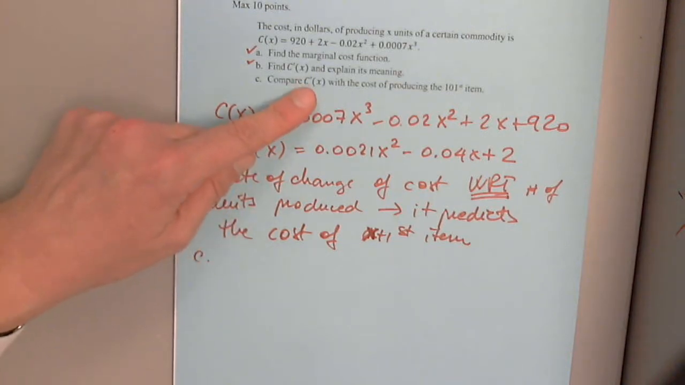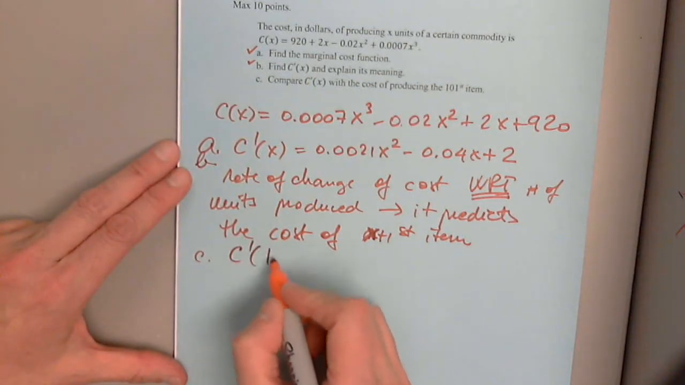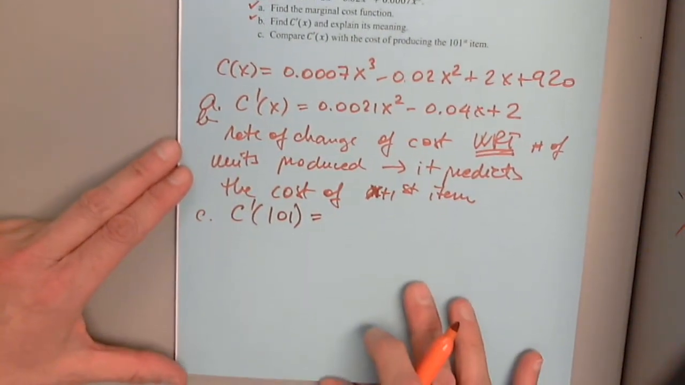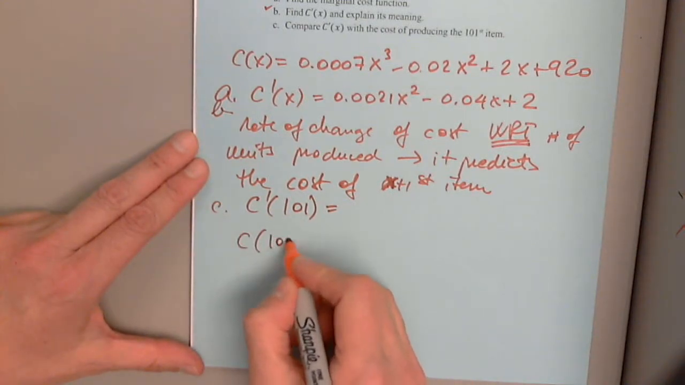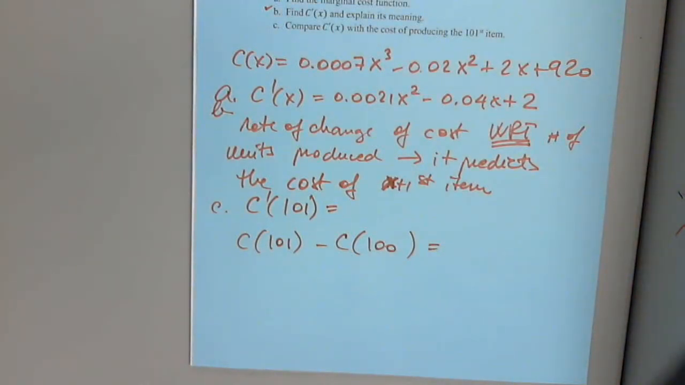In part C, we are asked to compare C prime with the cost of producing the 101st item. So we have to find C prime of 101, and we also have to find C of 101 minus C of 100, and compare these two. This is the exact cost of producing the 101st, from the exact difference, the cost of 101 minus the cost of 100. But using the derivative will give us an approximate cost. And they should be quite close.